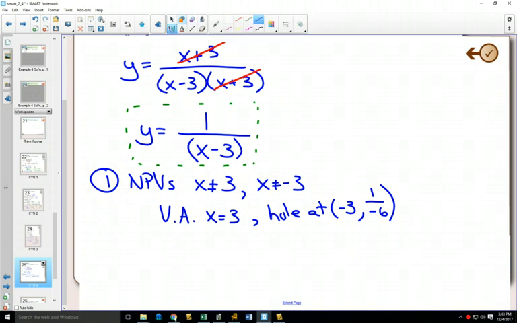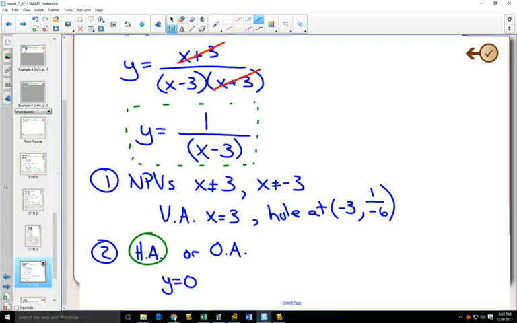Number 2, do we have any horizontal asymptotes or oblique asymptotes? We're going to have a horizontal asymptote where? At y equals 0. Again, once you've simplified it, we're now graphing what's in the green box. So unlike most things in math where you always refer back to the original equation, in these graphing ones, once you've simplified it, for steps 2, 3, and 4, you're going to look at your simplified version, but you're going to add the hole to the end.